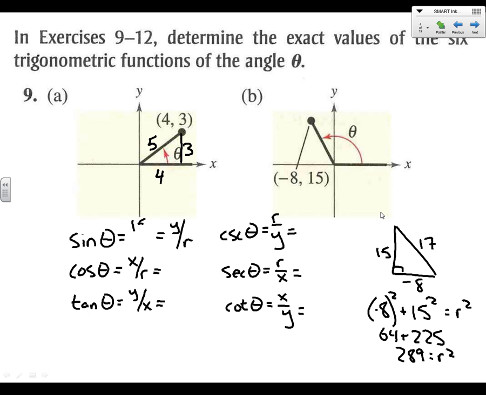The sine is 15 over 17, y over r. The cosine is -8 over 17, x over r. The tangent, 15 over 8, and it's a negative because the 8 was negative. The cosecant is the flip, so 17 over 15. The secant is the flip of cosine, so -17 over 8. And the cotangent is the flip of the tangent, so -8 over 15. All right, those are your answers for 9A and B.